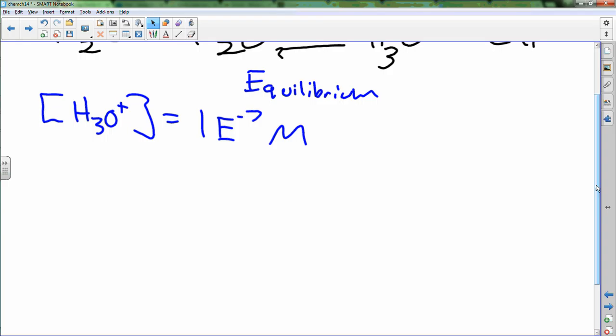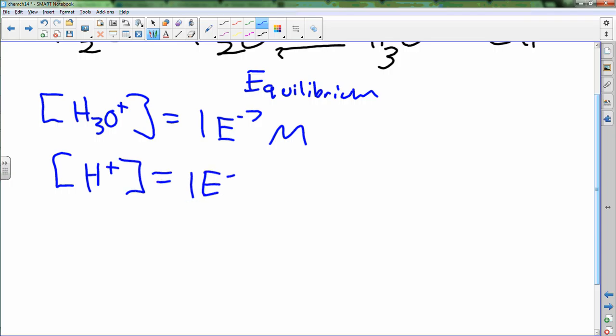Now, again, a lot of times what we do is we just kind of blow by the fact that it's actually in a hydronium state. And what we'll actually see is it put like this: the concentration of protons, concentration of hydrogen ions, H+ ions, is 1 e to the negative 7. So even though we see this most of the time, we need to remember that it actually means hydronium. So that's something to keep track of.